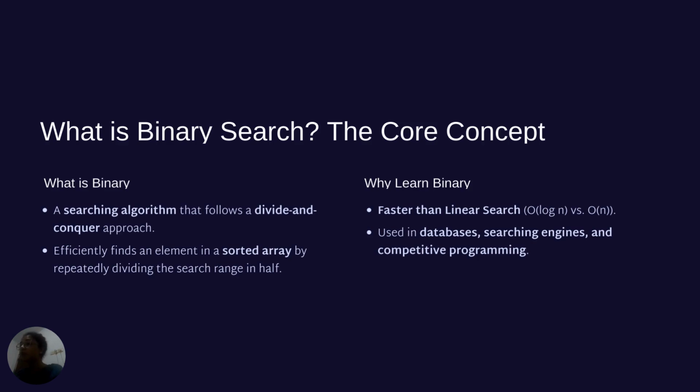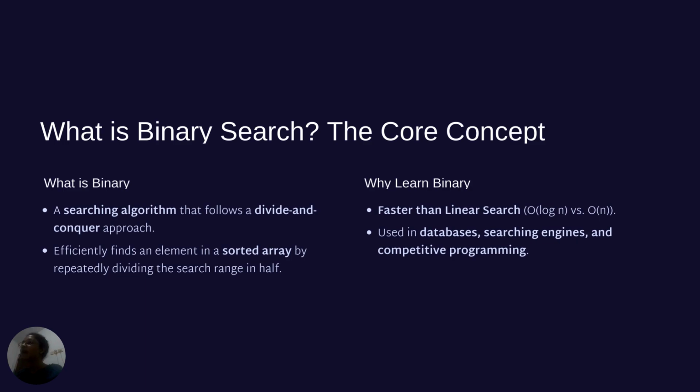Example: imagine looking for a word in a dictionary. Instead of flipping through every page, you open the page in the middle and check if your word is before or after the page. That's exactly how binary search works.